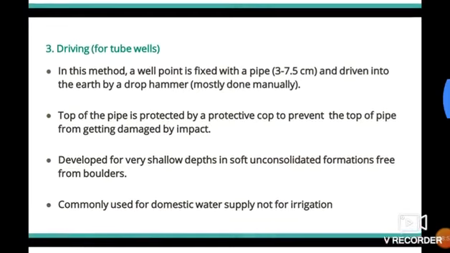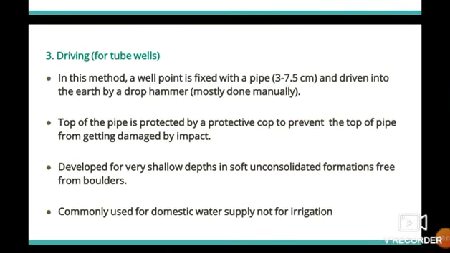The third procedure for making the hole is driving. Driving is mainly done for tube wells. We all know what driving is. There will be a pointed pipe. For driving a well, we will first find a well point where the well has to be constructed. At the well point, we will place a pipe of 3 to 7.5 centimeter diameter, and that pipe will have a sharp end at the bottom. We will insert the pipe into the ground by a hammering action. We will hammer it into the ground. So this is the procedure for driving.